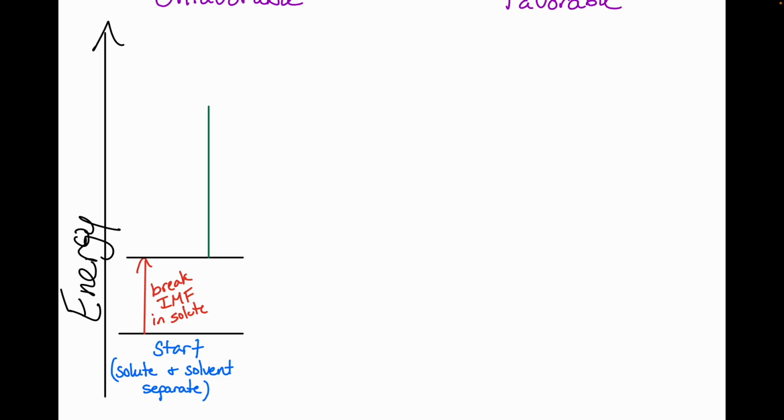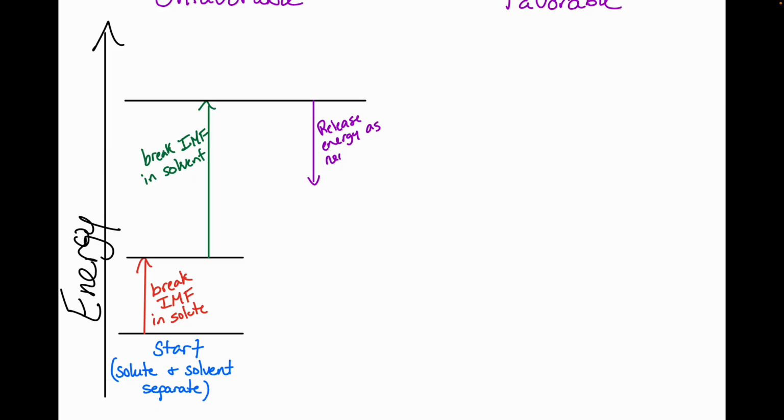This one will be like oil and water, where we have to put a lot in to break those forces in our solvent. Okay, so now we're all the way up here. We've increased our energy quite a bit. But then when we mix these two things together, we get a release of energy. As in the case of oil and water, we only get a release of a little bit of energy, so we'll say we release energy as these new IMFs form.